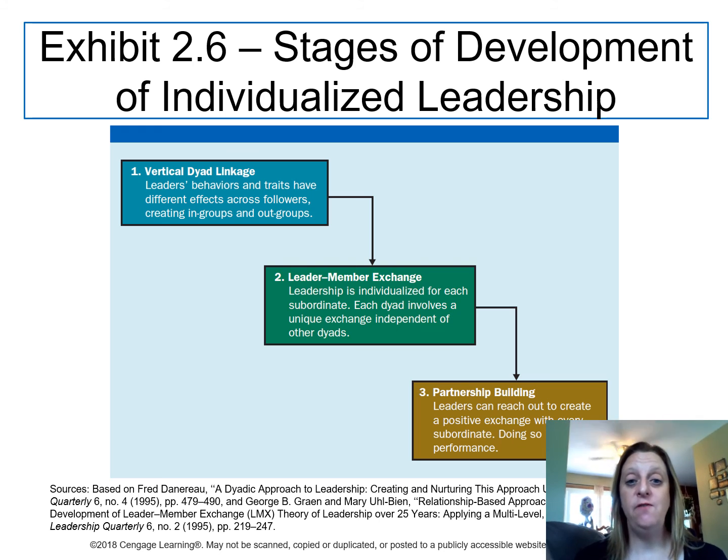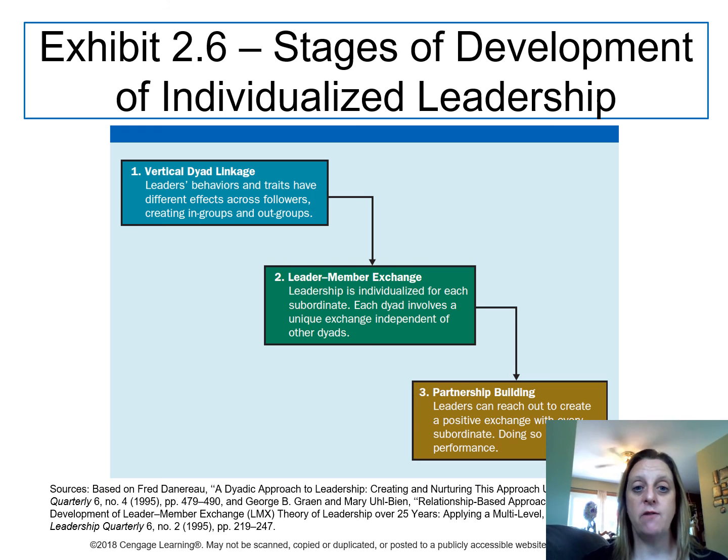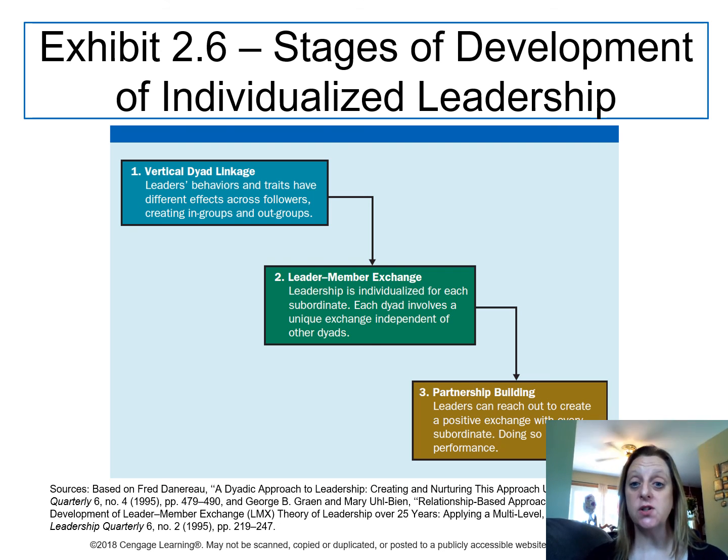There's also a third phase of individualized leadership, however, that is classified as partnership building, and this talks about whether leaders can develop positive relationships with all followers. So in this approach, the leader views each person independently and may treat each one in a different but positive way. That is, leaders strive to develop a positive relationship with each subordinate, but the positive relationship will look different or have a different form for each person, right?